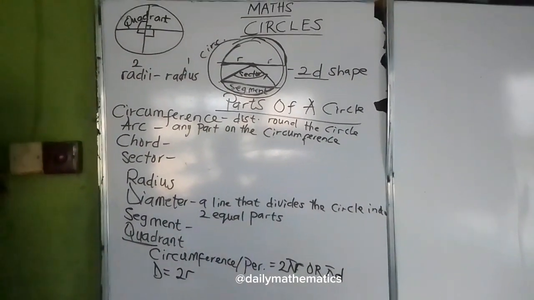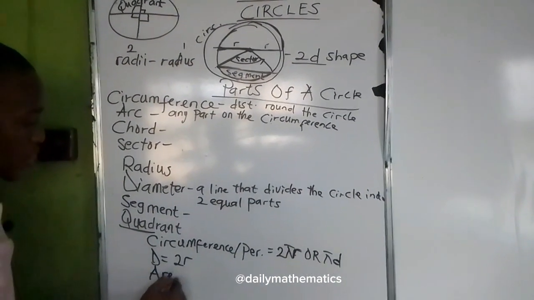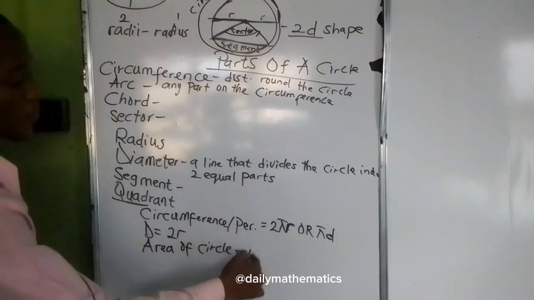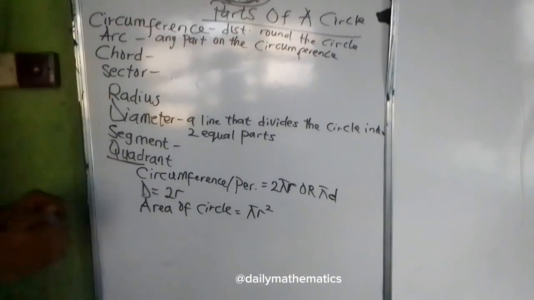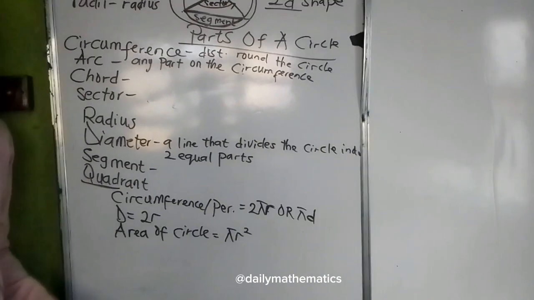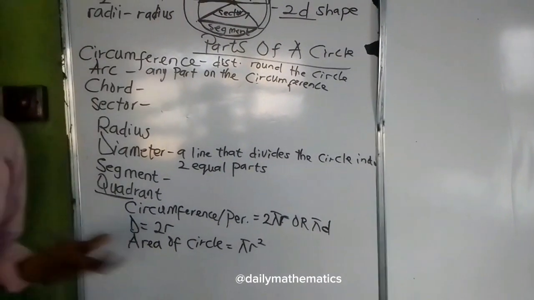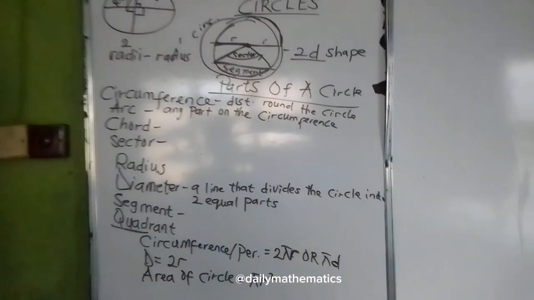So from here, what other thing do we need to know? Let's take the area of a circle. Imagine you have to calculate the area of a circle. That is pi r squared. So that was that about circles. We may take some other topics on circles, depending on how you want it.